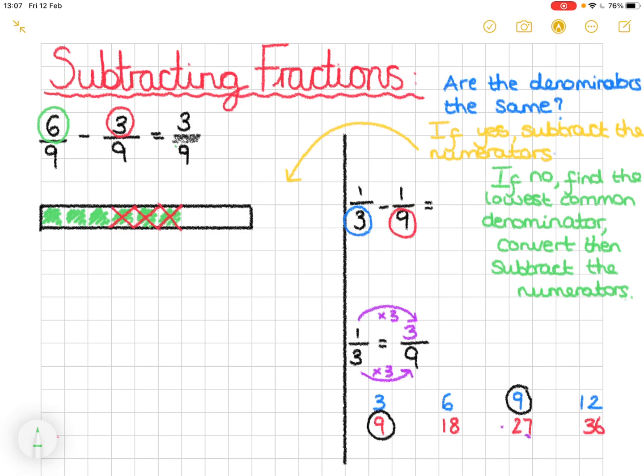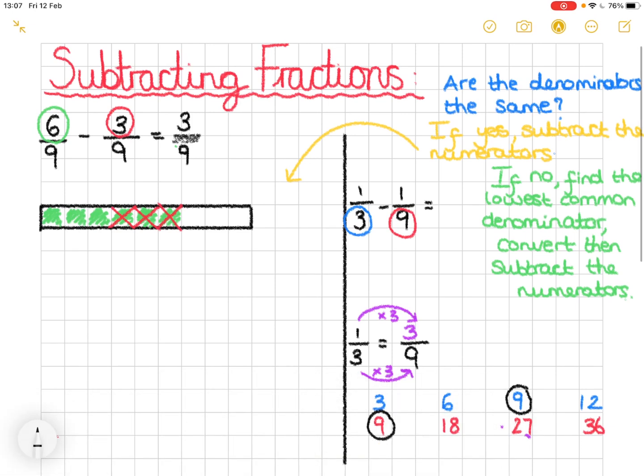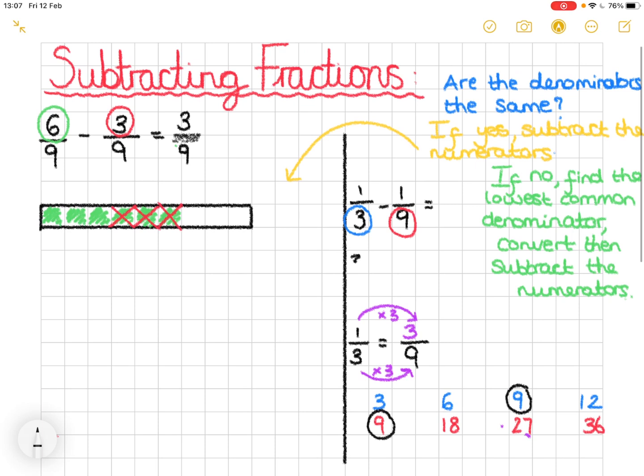So we are going to do 3/9 take away 1/9. You have to put the largest fraction first. Okay, we will do 3 take away 1 makes 2. Denominator stays the same, 2/9. So we know that 1/3 take away 1/9 is 2/9.